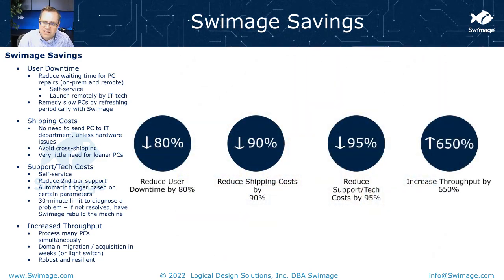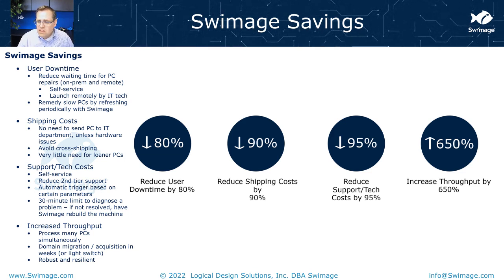Okay. And then finally is the increased throughput. If you have a mass migration, a domain migration, an acquisition, something like that, we can increase the throughput significantly. 650% in this particular example. Again, may vary. But it's because of the snapshot that we can do very aggressive migrations. We're very robust, very resilient, very easy to set Swimage up. It takes very little effort.